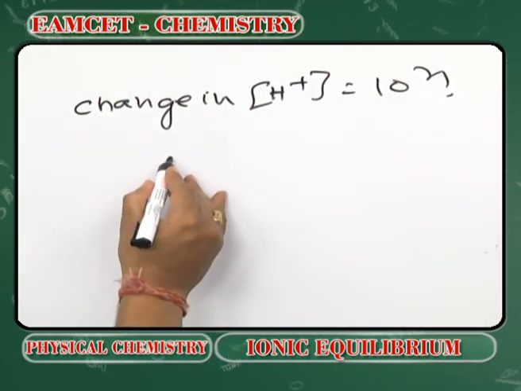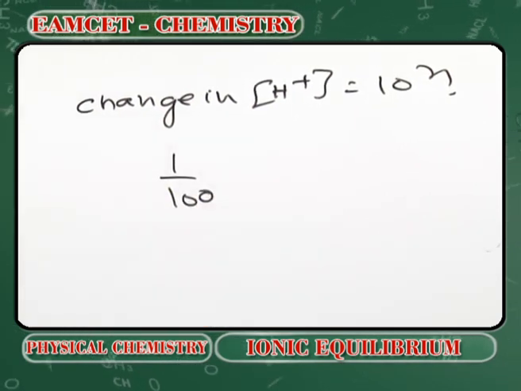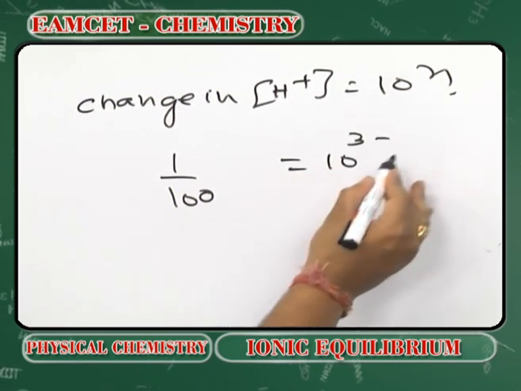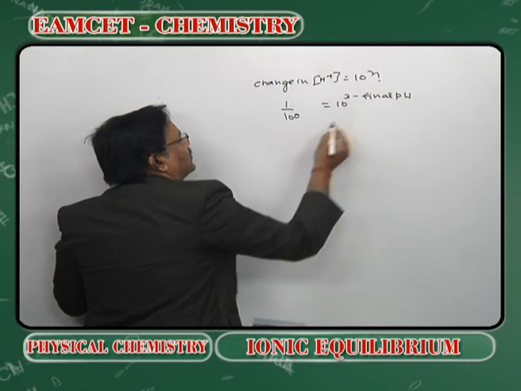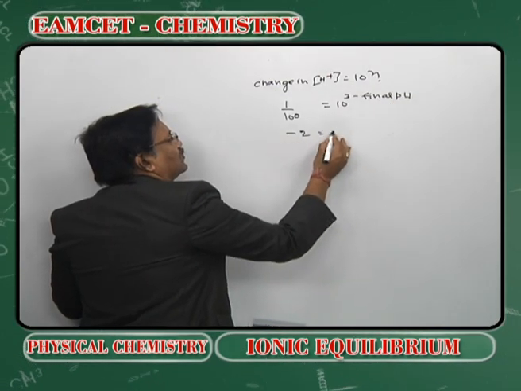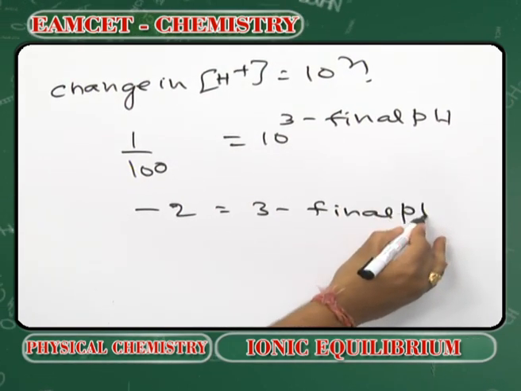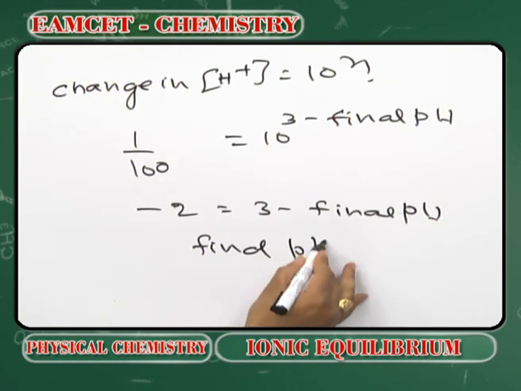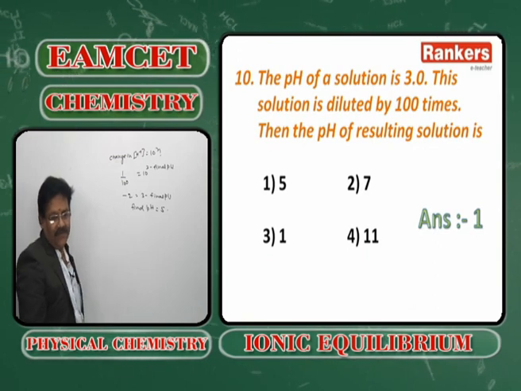What is the change in H plus ion concentration? It is diluted by 1 by 100, so 10 to the power of minus 2 equals 10 to the power of initial pH minus final pH. So minus 2 is equal to 3 minus final pH. So final pH is equal to 5. Option 1.